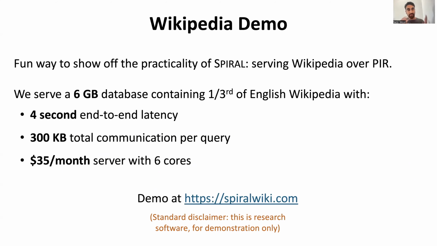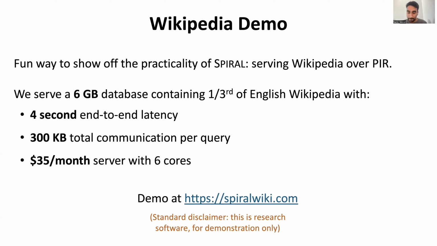We also like to show off that the work is practical. We have a demo. So you can read about a third of Wikipedia over PIR if you go to this website. It's pretty fast. The first query takes a long time, like 30 seconds, but all subsequent queries take about 4 seconds. And the reason the first one takes long is you have to upload those public parameters that I mentioned. We think this is a cool way.